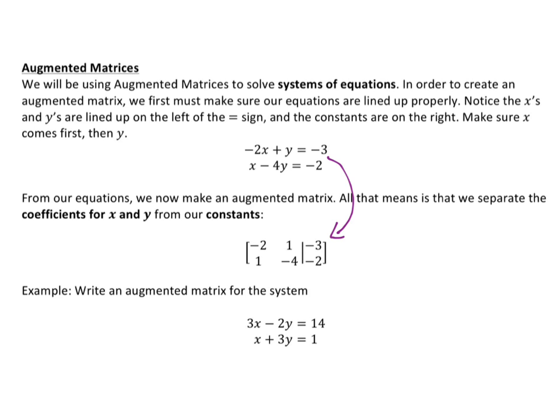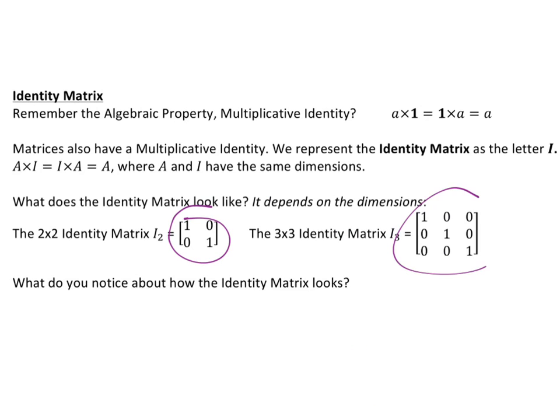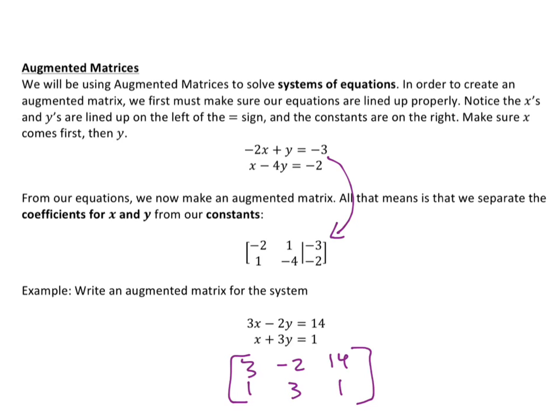If I were to take this bottom system and convert it to an augmented matrix, I would write out 3, -2, 14. That's just the first row, no variables, no equals, no plus. And then my second row, I'm writing just all the coefficients down. There's 1x, 3y, and 1. And that would be the augmented matrix. So now you've got identity matrices, which are just a diagonal of 1s and everything else zeros, and you've got augmented matrices, which are made from converting a system into a matrix.